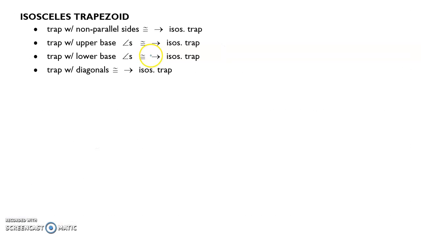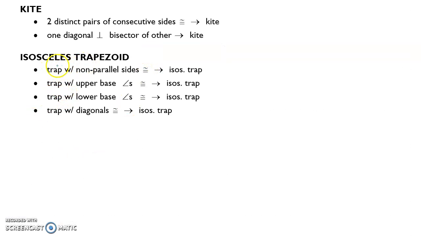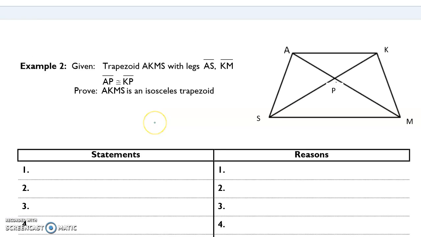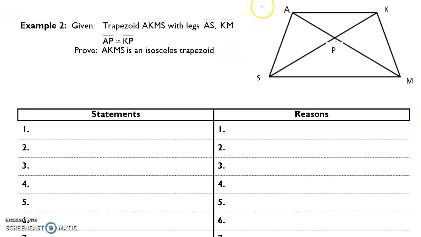So remember, I want to show, so I already know this part to be true. I have to show one of these 4 things. Are my non-parallel sides congruent? Are my upper base angles or lower base angles congruent? Are my diagonals congruent? If I can show any one of those 4, I'll know it's isosceles. So as I look here, I do have both diagonals drawn, so that could be an option. Okay? But the diagonals could also give me information up here.